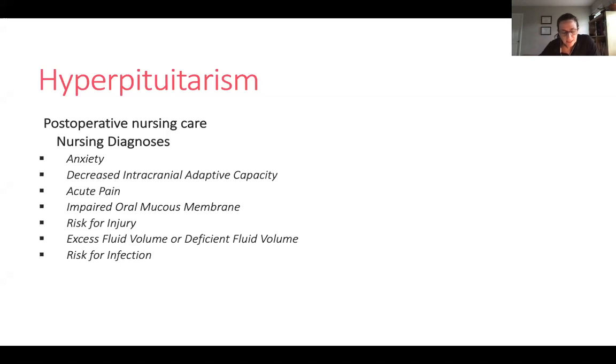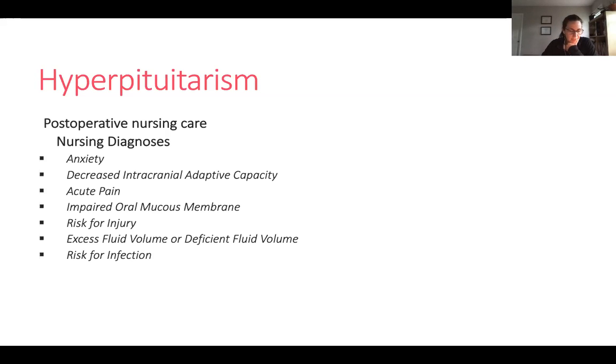Decreased intracranial adaptive capacity. So this is talking about these cerebrospinal fluid leaks and everything, changes in intracranial pressure. So you want to make sure you're monitoring for any vision changes, really good neuro checks here, level of consciousness, and then explain that sometimes the visual disturbances might not be corrected, but they are being prevented from further exacerbating.